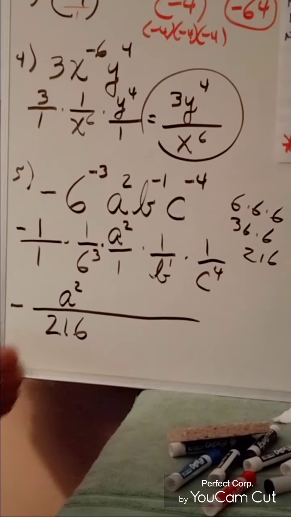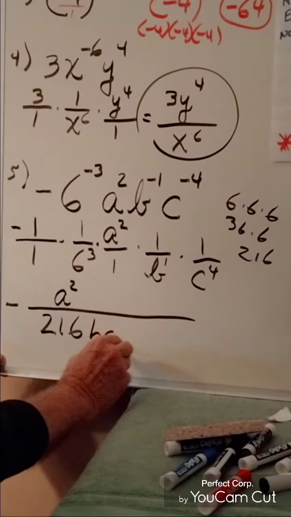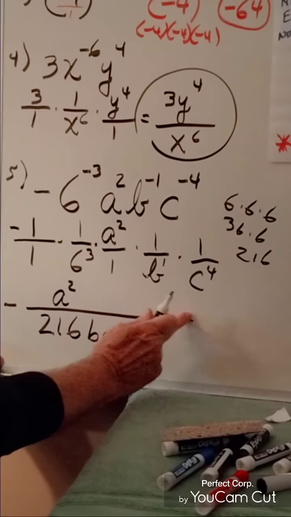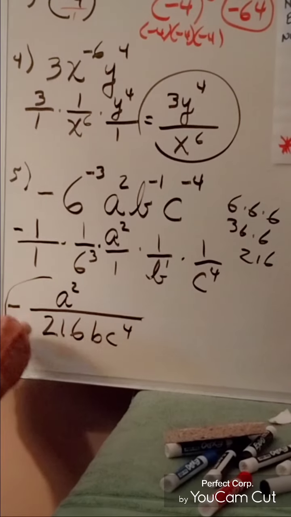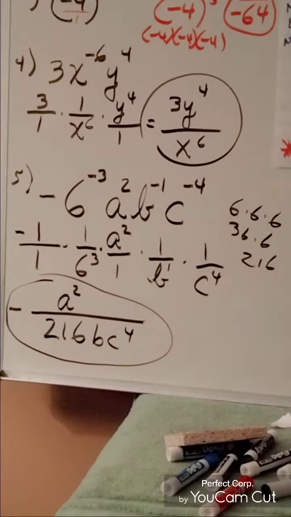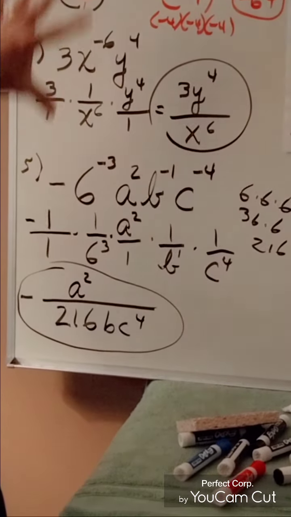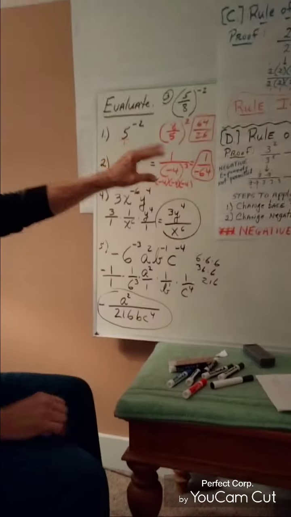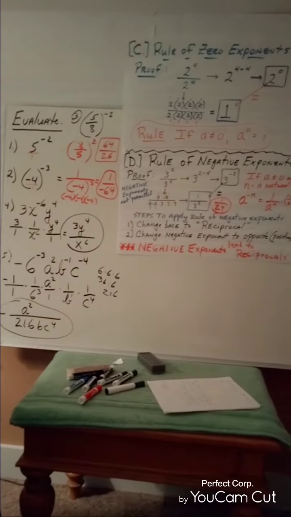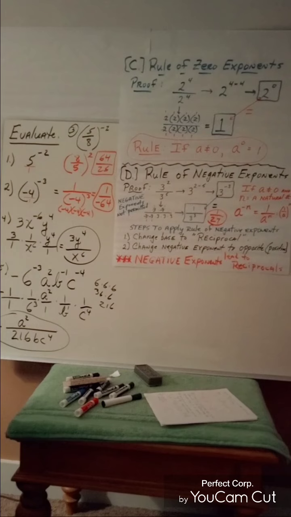B, C to the fourth. And you don't need any more of that, and that would take care of that. So those are some examples that specifically deal with the rule of negative exponents.